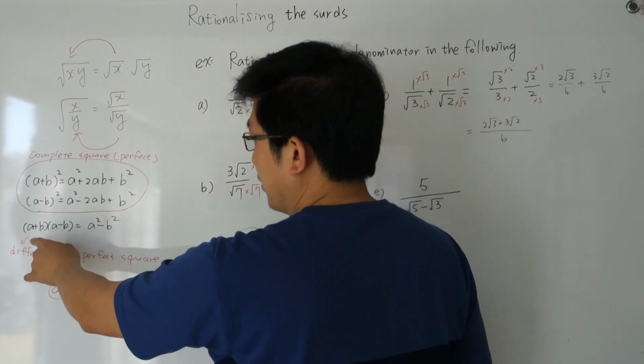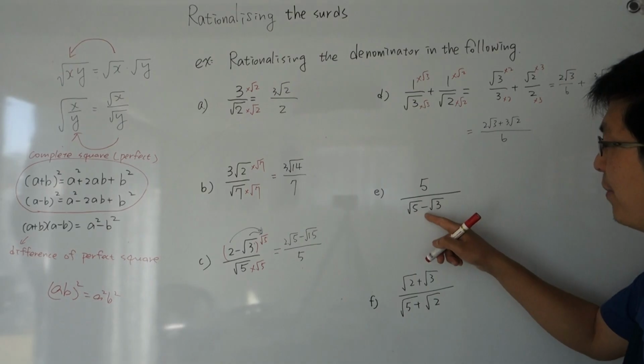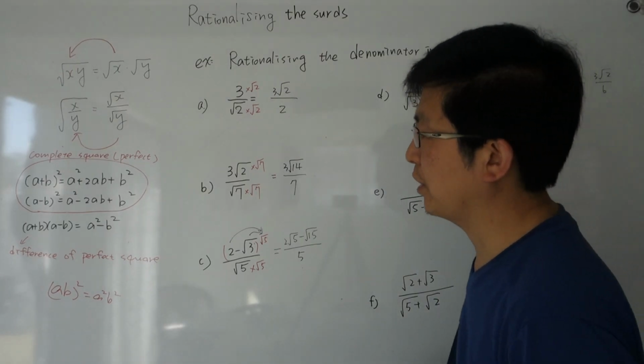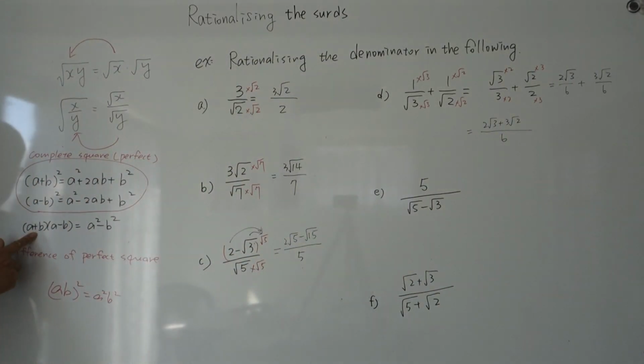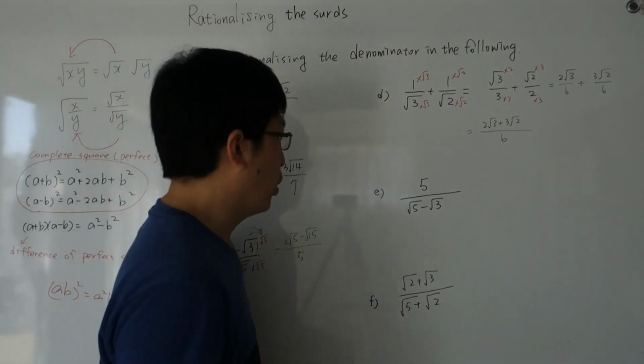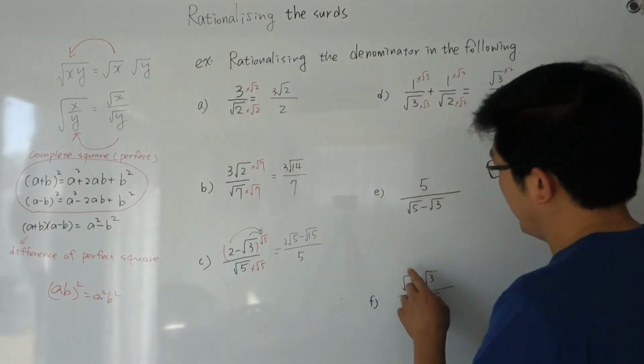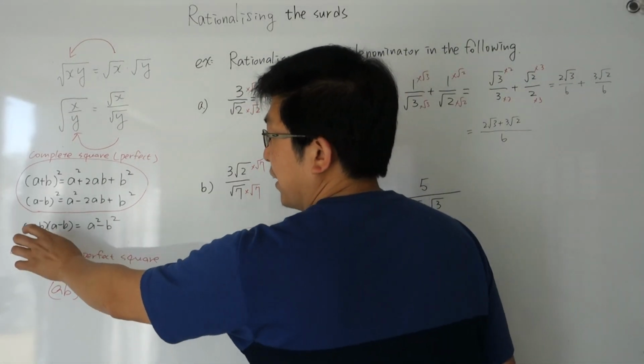So now we have square root 5 minus square root 3, right? We need to times its conjugate. Do you remember what a conjugate is? If a plus b is here, a minus b is the conjugate of a plus b. And if you have a minus b, a plus b is its conjugate. Understand? These two are conjugates of each other. So we need to use the difference of perfect squares. Now we have a minus b, so we need to times a plus b, right?